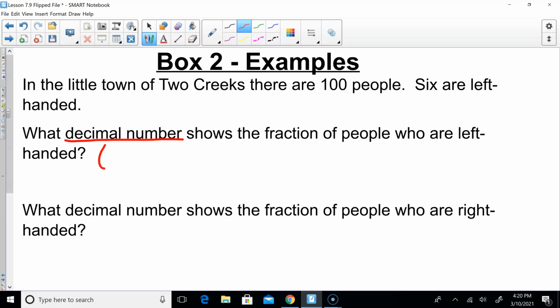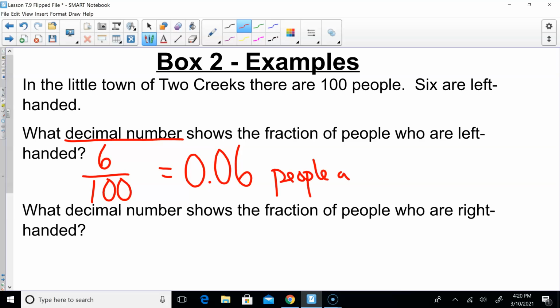So first off, I know that there are 6 people who are left-handed over 100 people that live in the city. So now how do I write that? It would be like 6 hundredths. Or I think of it like I would have 6 pennies. So my decimal number would be 0.06. Not a lot of left-handed people. Are you one of those lucky ones? Do you live in Two Creeks?